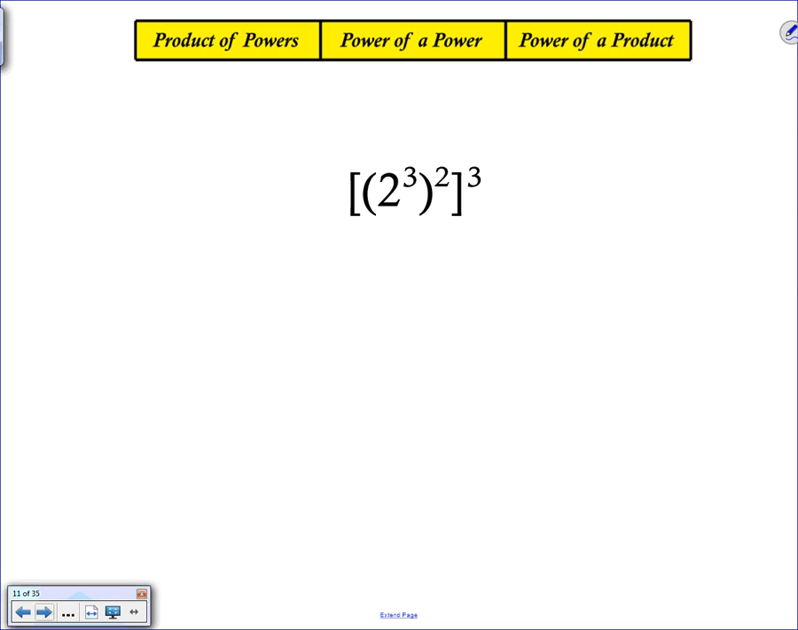I'm raising a power to a power and then to another power. So I multiply all of these together. Multiply the 3 times the 2 times the 3. 3 times 2 is 6. 6 times 3 is 18. So this is 2 to the 18th power, which I believe is 262,144. Is the same answer as a problem we did today in class.